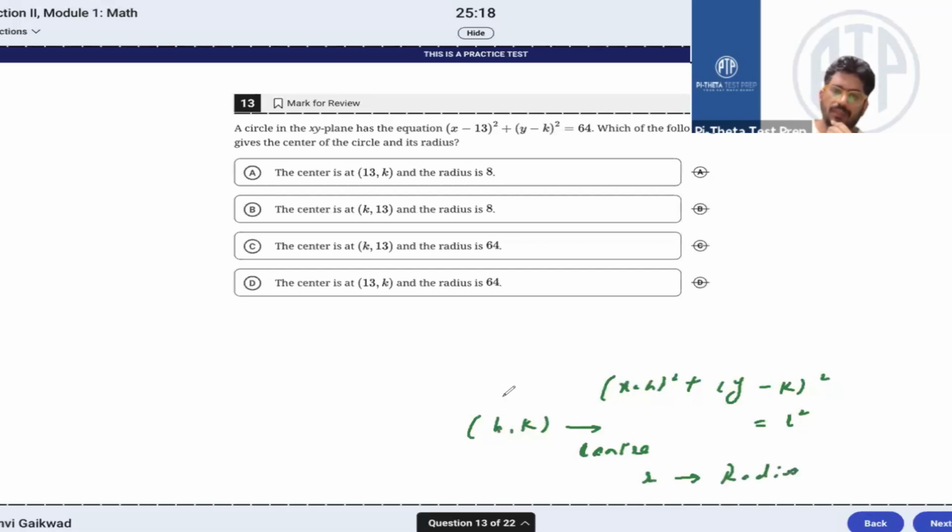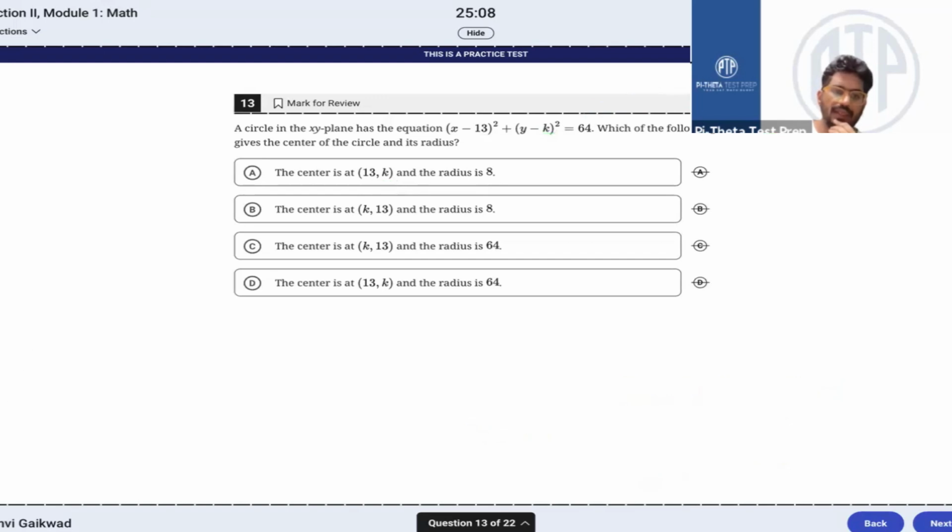So they are asking us a very simple question: what is h and k? h and k is our center, and 16 is nothing but 8 square. So our radius is 8 here. So our option number A is the correct answer here. As simple as that.